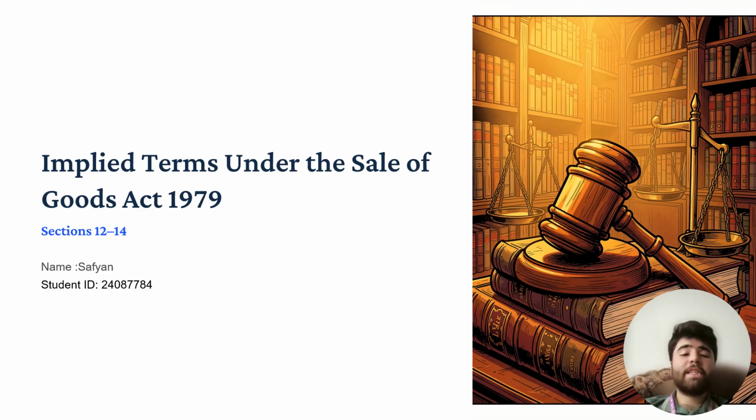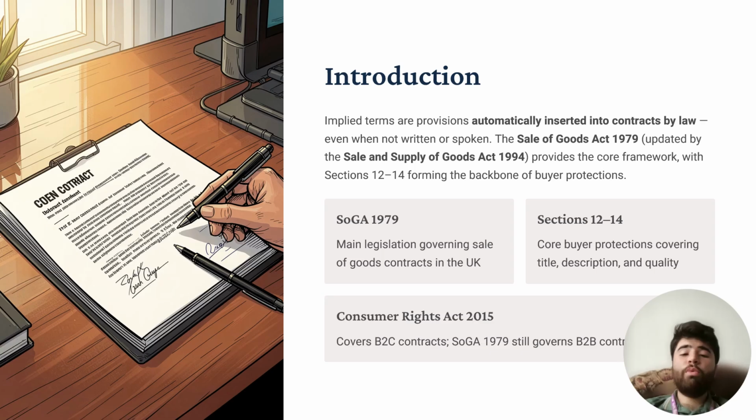I will be explaining the implied terms under section 12, 13 and 14 of the Sale of Goods Act 1979. Before we look at the specific section, let me quickly explain what implied terms are. When two people make a contract to buy and sell goods, the law automatically adds certain terms into the contract. This is called implied terms.